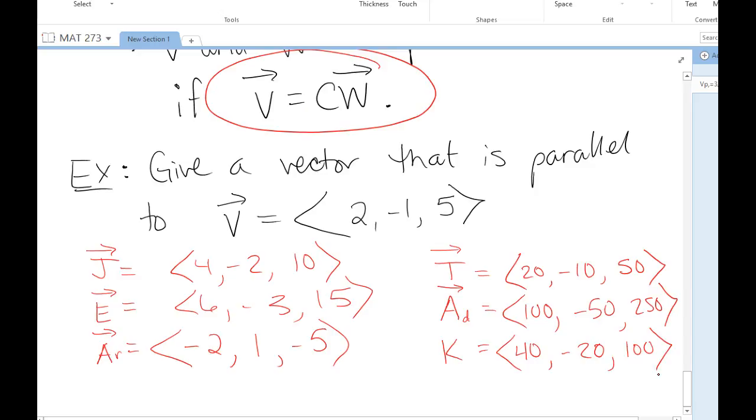Any vector that is a scalar multiple of the original will be parallel to it, no matter what crazy number you use. So Arturo used a negative. He was the only one that used a negative, and negatives are perfectly fair game, because if you actually look at the picture of those two vectors, they still look like parallel lines. We don't really care what side the arrow is on. So all those vectors are parallel.